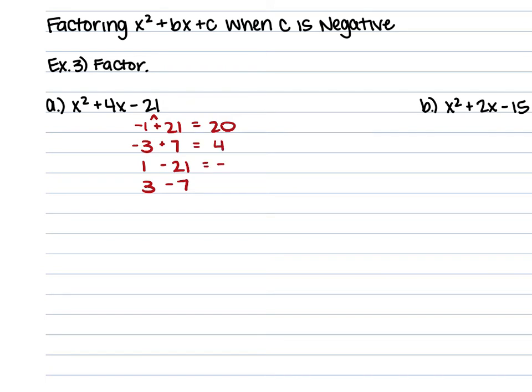1 minus 21 is negative 20. And 3 minus 7 is negative 4. Again, we're looking for a positive 4. We get that positive 4 with the negative 3 and the 7. So this factors out to be x minus 3 times x plus 7. And again, if you are a little unsure about these, multiply them. FOIL them out. If you FOIL them out and you get the same trinomial that you started with, then you know your answer is correct.